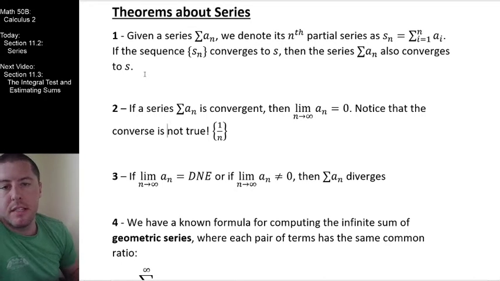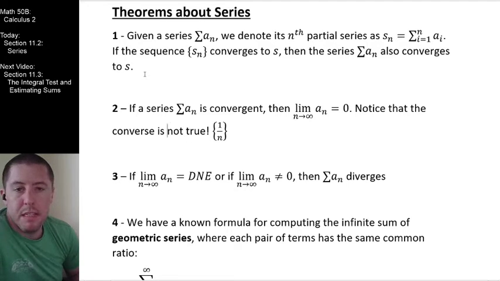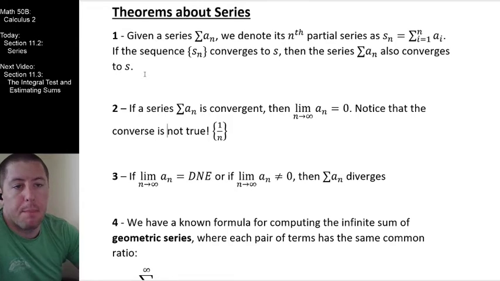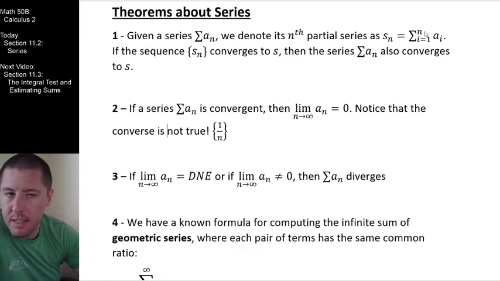Given some series, the sum of the individual terms a sub n, we denote the nth partial sum as s sub n, the sum up to, notice here, the sum goes up to n, not to infinity, and that's why we call that s sub n, because we're looking at the sum of the first n terms, 1 through n being the indices that are used of the a sub n's.